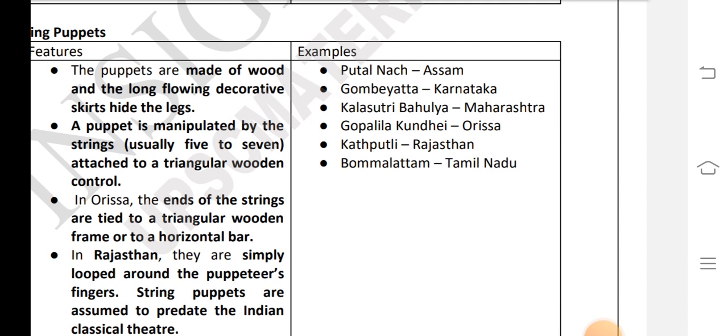String puppets feature. The puppets are made of wood, and long flowing decorative skirts hide the legs.